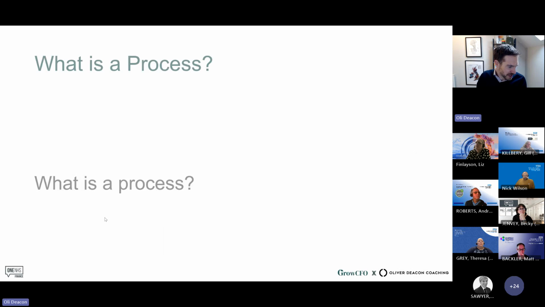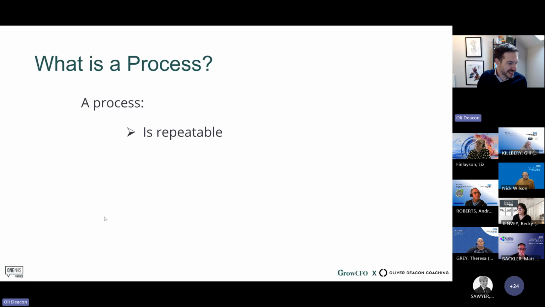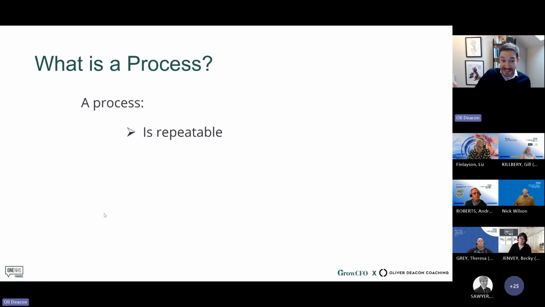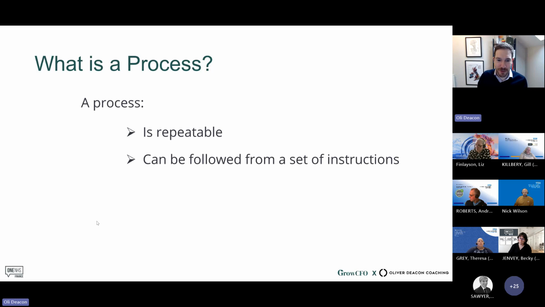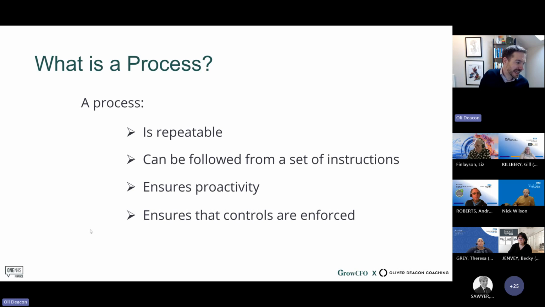What is a process? A process is three things. It is repeatable: if I'm going to do the same thing over and over again, it's a process. It can be followed from a set of instructions, and ideally it ensures proactivity. That means I can think about it ahead of time, plan for it and make changes to it. It also helps ensure that your controls are enforced. So the three things that make a process are: repeatable, can be followed from instructions, and ensures proactivity.